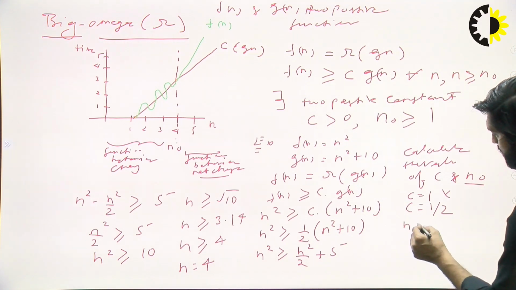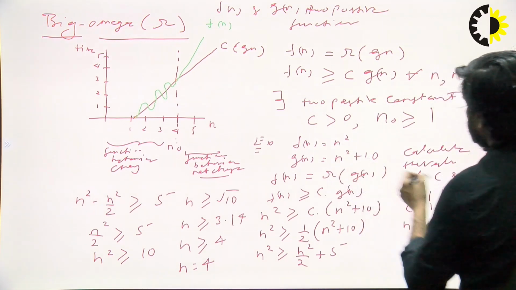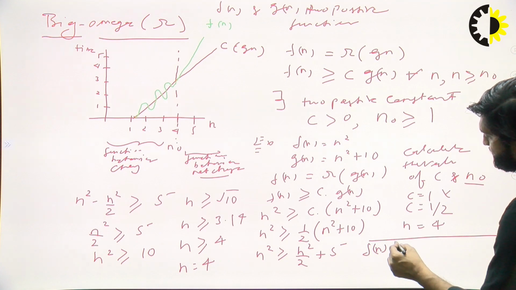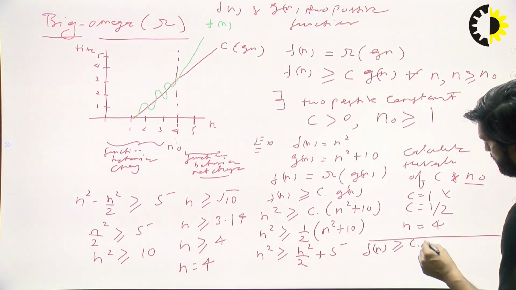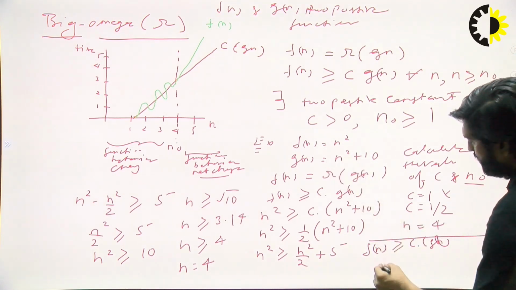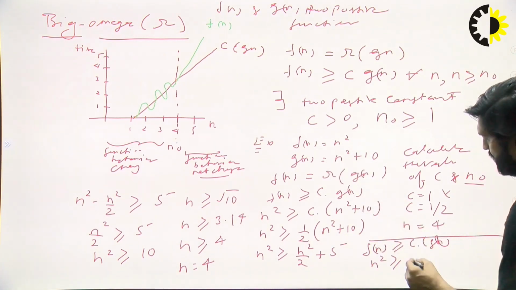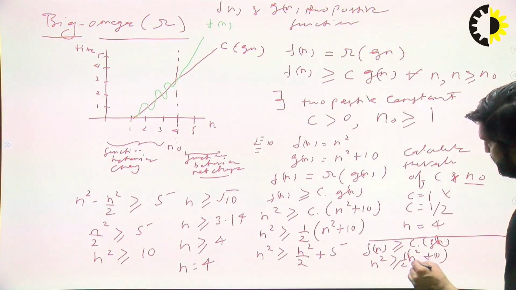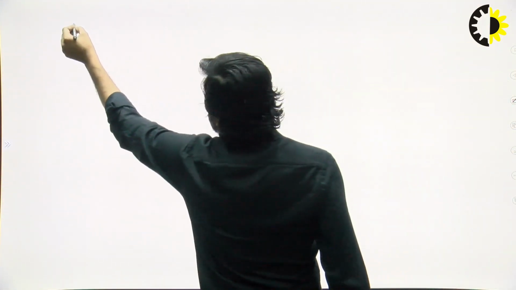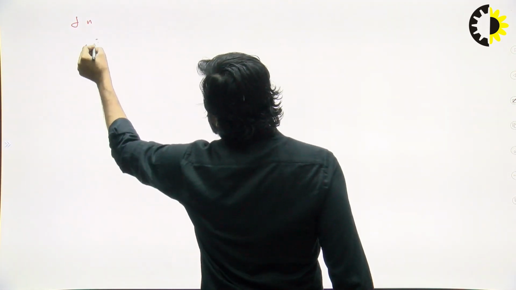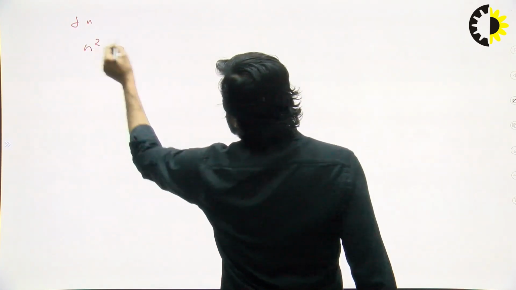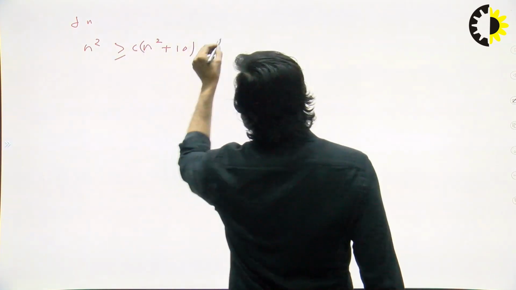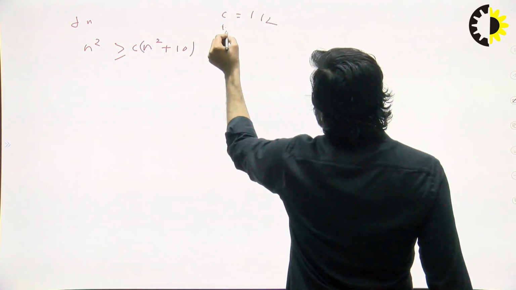Now we just put the value of n equal to 4. Observe it. For n equal to 4, f of n is greater than or equal to c dot g of n. We just check it. n square is greater than or equal to 1 by 2 n square plus 10. Observe it. Now here check f of n. n square is greater than or equal to n square plus 10. Constant c. We calculated the value of c equal to 1 by 2 and n naught equal to 4.